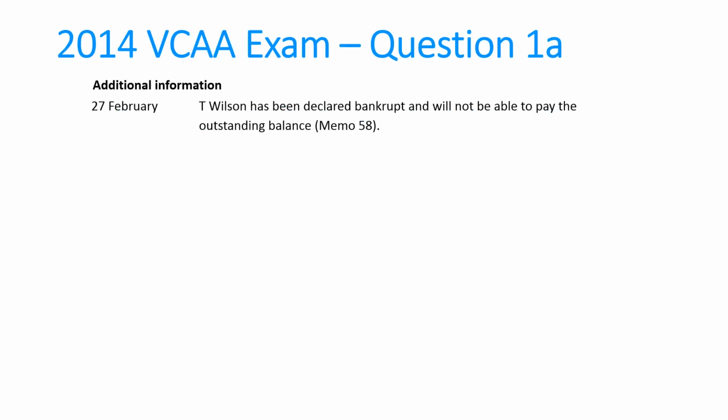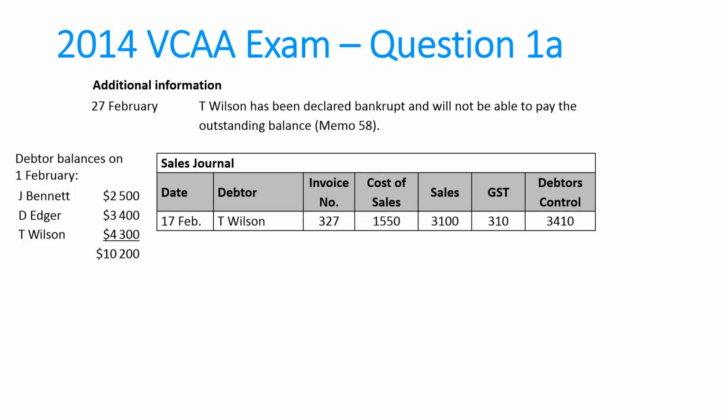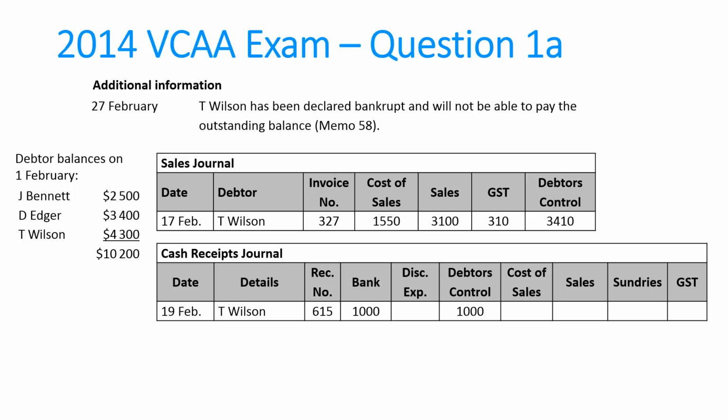On the 27th of February we had a bad debt, but we weren't given an amount. So what we had to do was go back to the start and figure out how much T. Wilson owed us by the time they went bankrupt. So at the beginning of the month, we were given the debtor balances. We were also given a sales journal to record credit sales, and a cash receipts journal to record any money or discounts that were received from or given to the customer. So the first thing we were given was the opening balance. T. Wilson owed us $4,300.